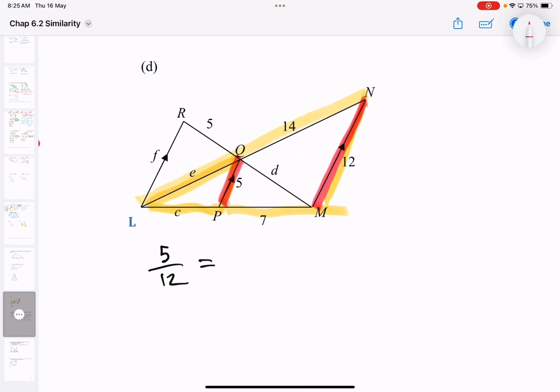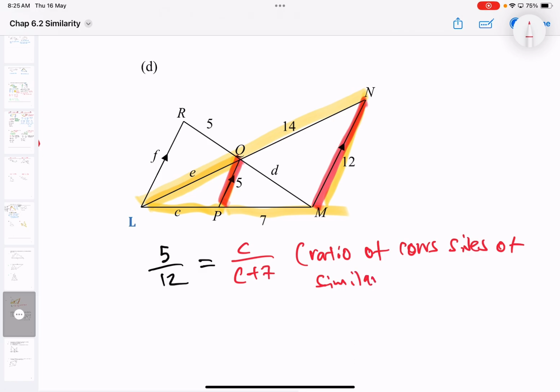Now, oh man. My iPad is always very wonky, alright? It always disappears at the wrong time. Alright, so let me, don't panic, C plus 7. Let me write again. Ratio of corresponding sides of similar triangles. Alright. Yeah, I'm also human, I also get frustrated, right?